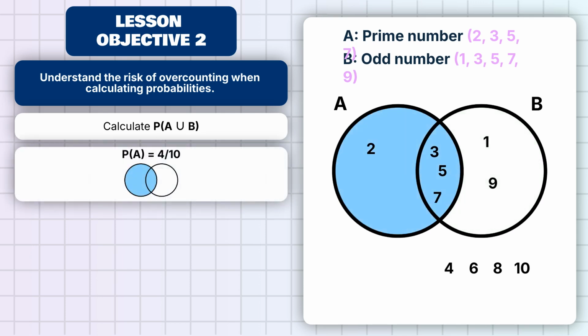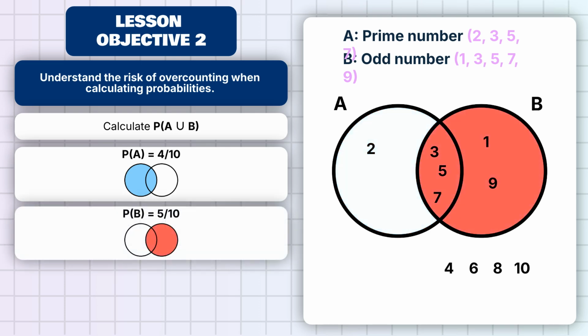Highlight the circle A in the Venn diagram to calculate the probability of A. Since there are 4 numbers in this blue area, the probability of A must be 4 out of 10. Highlight the circle B in the Venn diagram to calculate the probability of B. Since there are 5 numbers in this red area, the probability of B must be 5 out of 10.